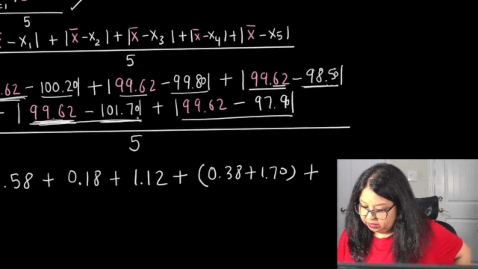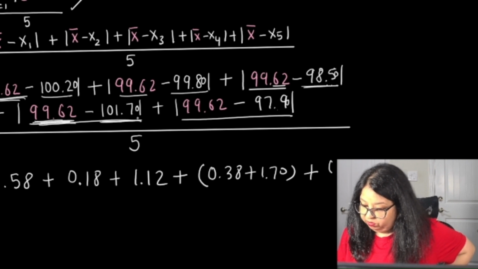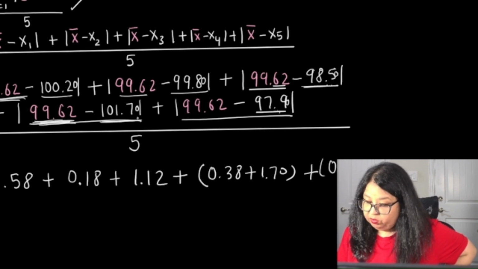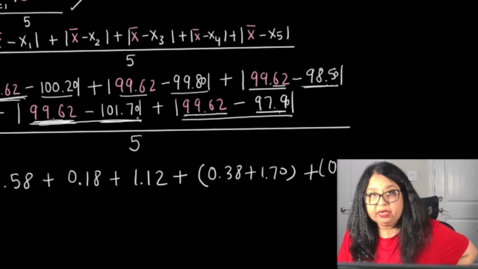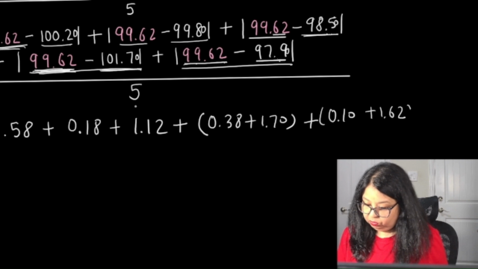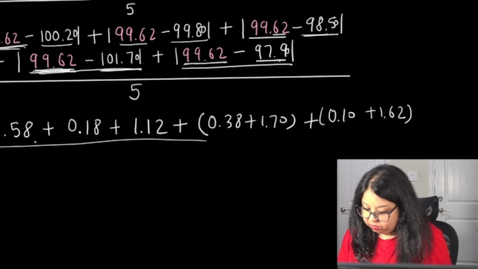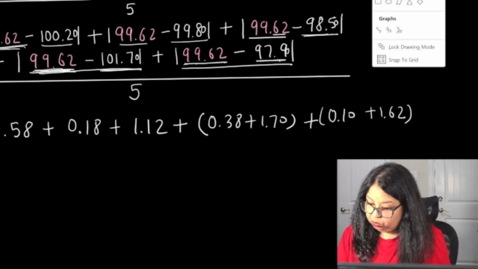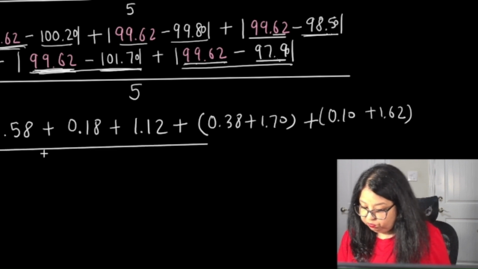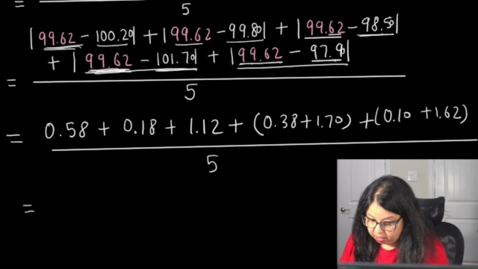Then we have this last one. 97.90. You add 0.10 to it, you get to 98. 98 plus 1.62 will take you to 99.62. So plus 1.62. If you're not allowed to use a calculator, then what I just showed you might be a useful technique. Now we have to add all these big numbers.